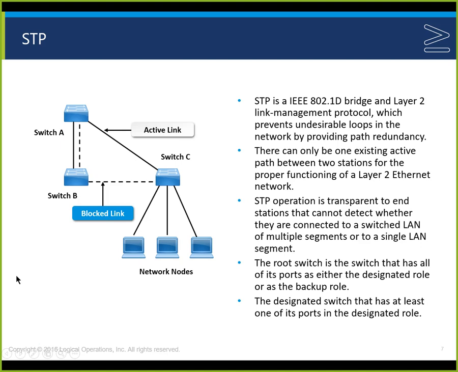STP is 802.1D, a layer 2 bridge management protocol that prevents undesirable links. There can only be one active path between two stations for proper functioning. STP is transparent to the end stations; the computers don't have any idea that spanning tree runs. It's a switch protocol to manage the links and the layer 2 topology within the network.